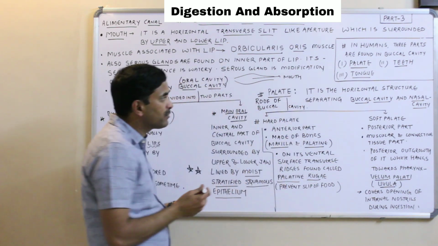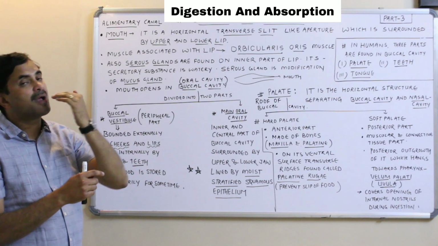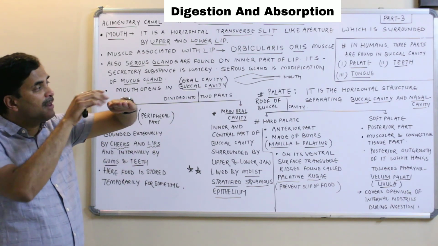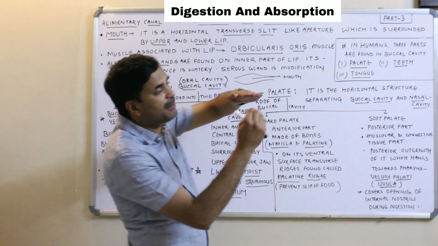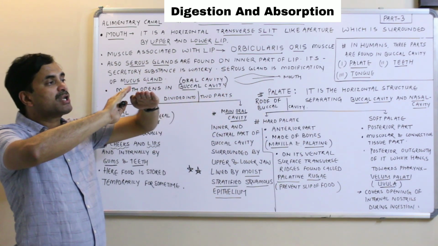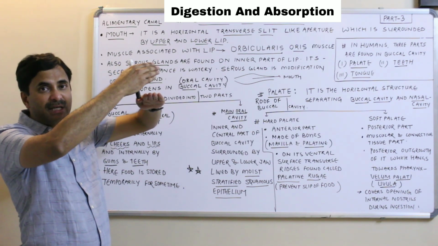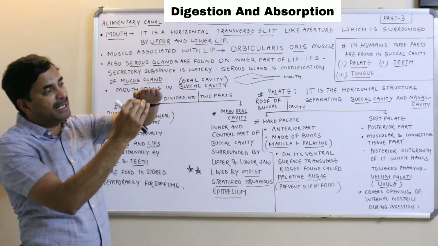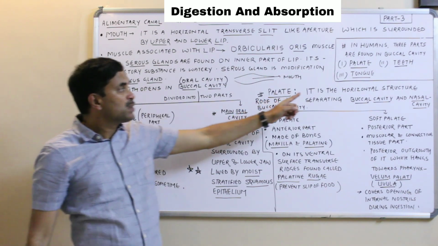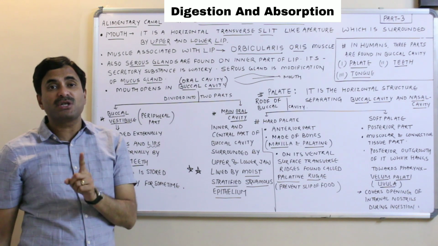It is found in the roof of the buccal cavity, and it is a horizontal structure like this. It separates the buccal cavity and the nasal cavity. Just above the palate is the nasal cavity, and just below the palate is the oral cavity. So it is a horizontal structure which separates the buccal cavity and the nasal cavity.